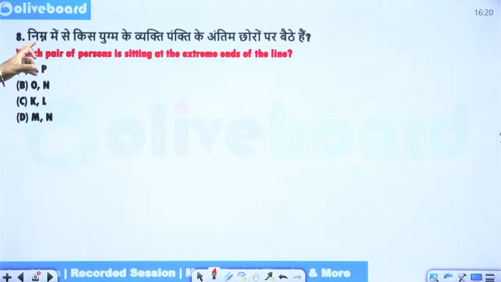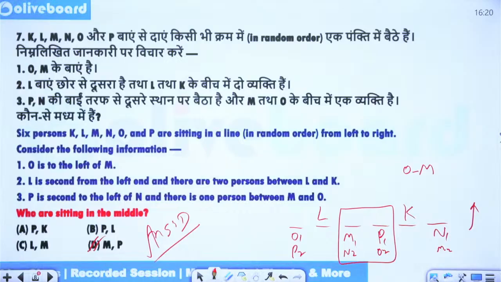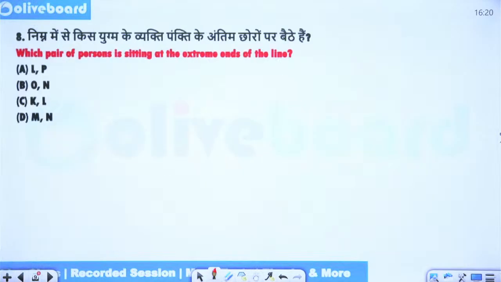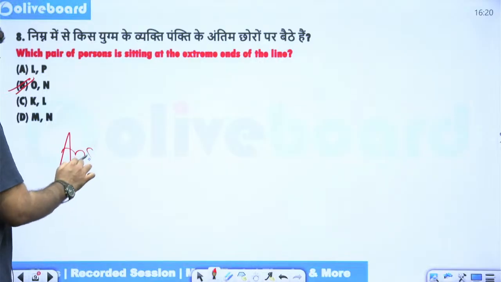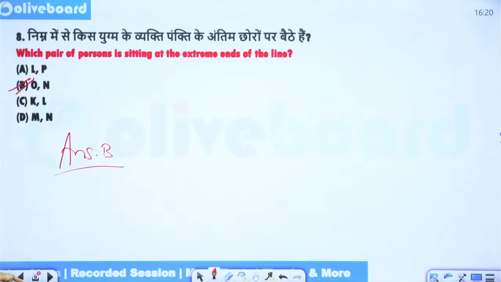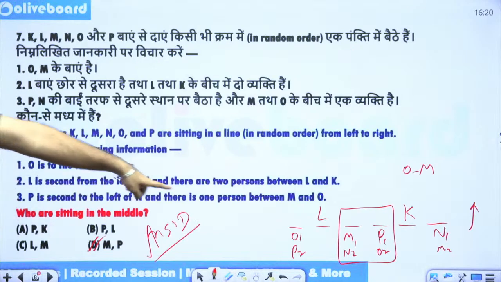Okay, same question. Which pair of persons is sitting at the extreme ends of the line? We have either ON or PM. We have considered the first case actually.